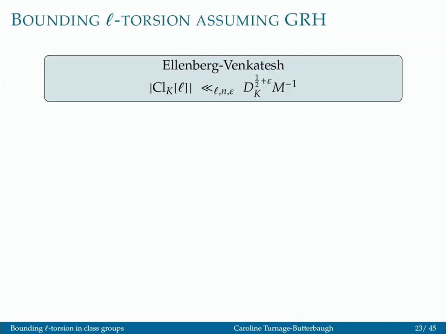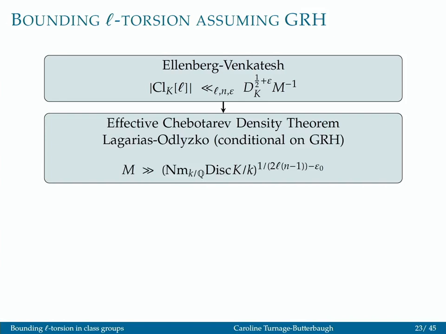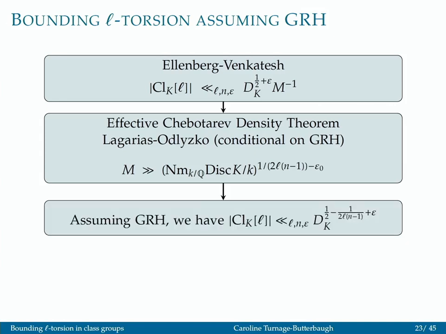This is how the pieces fit together. You start off with your Ellenberg-Venkatesh black box, and we're looking for small primes that split completely. We find those via an effective Chebotarev density theorem, and the one that I've quoted here assumes GRH. If you assume GRH, you can put this in, and you get this upper bound that we've claimed before. These are the key steps that you have to prove in order to put these pieces together.